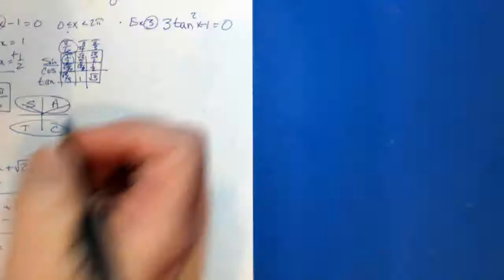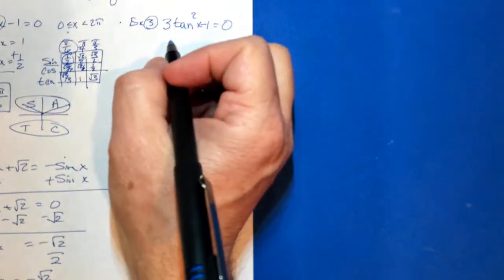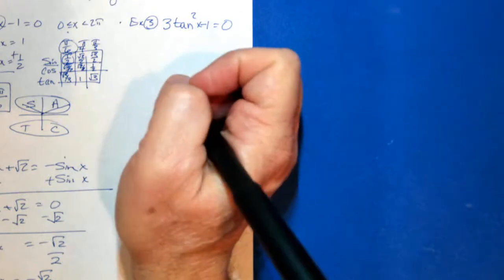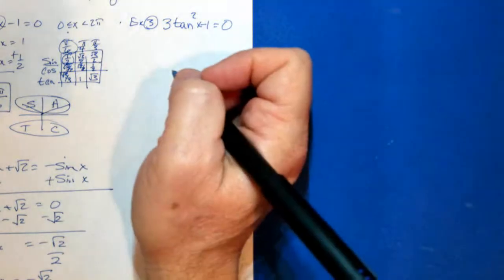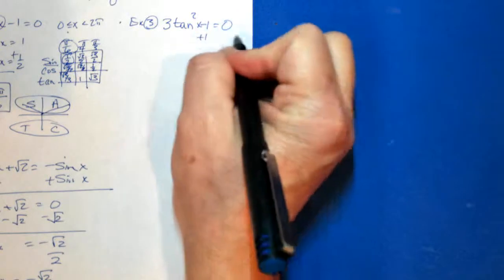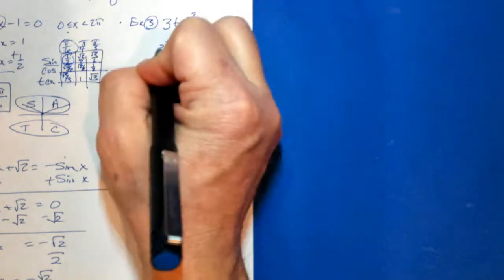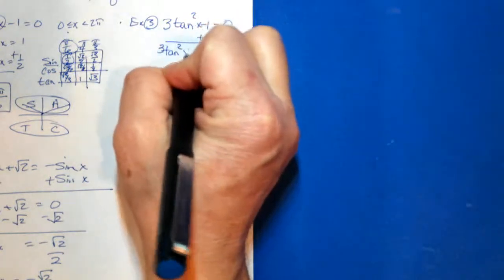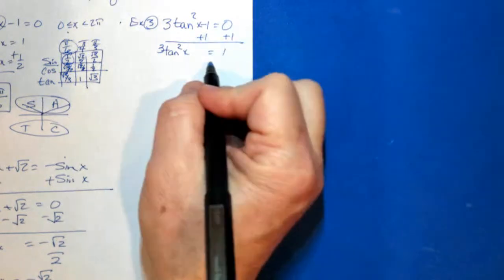Right. Example 3. Okay? 3 sine squared x minus 1 is equal to 0. Let's get the tangent squared x by itself. Add 1.